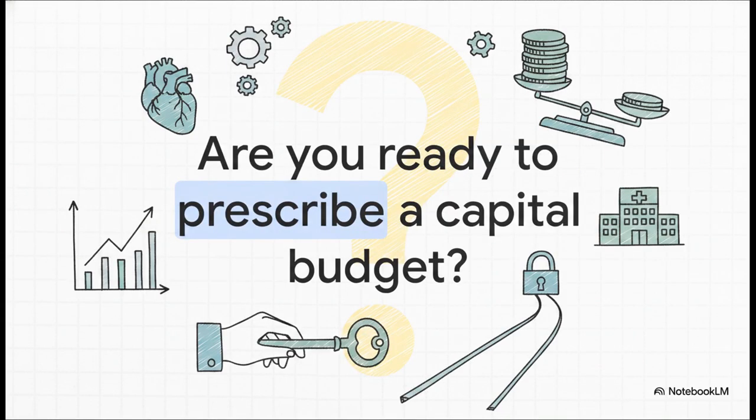We have covered a huge amount of ground today, from basic GAAP anatomy to the advanced time value math that drives major healthcare decisions. You now know exactly how to read your organization's financial vital signs. So here's my question for you. Knowing what you know now, are you ready to step up to the table and prescribe a capital budget that ensures your organization's long-term survival?